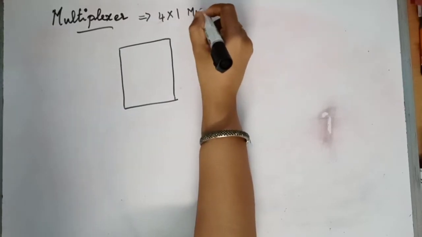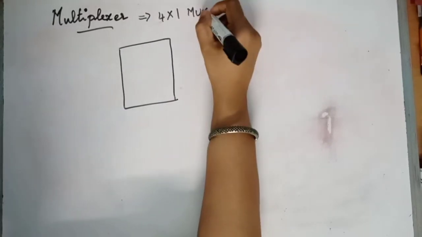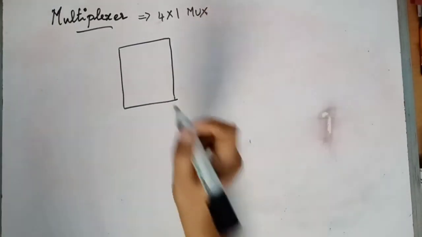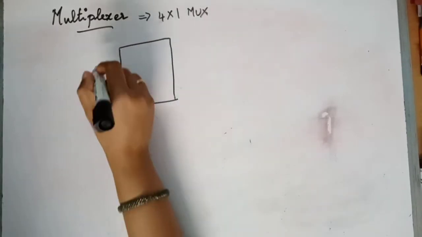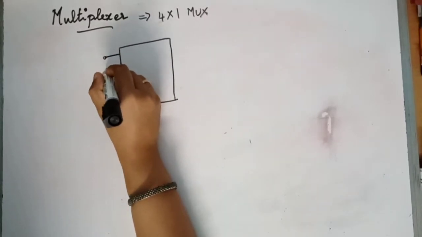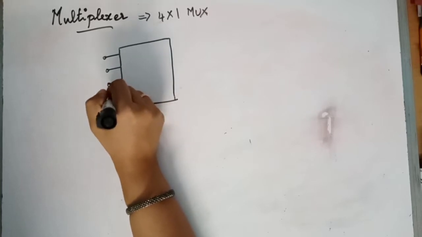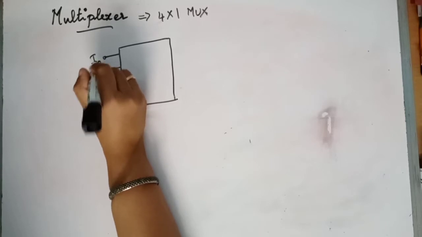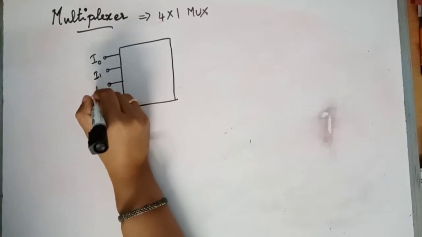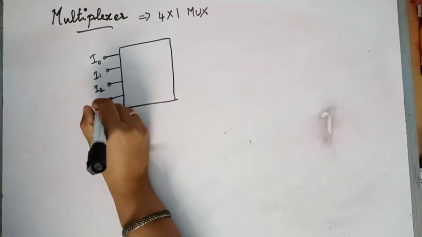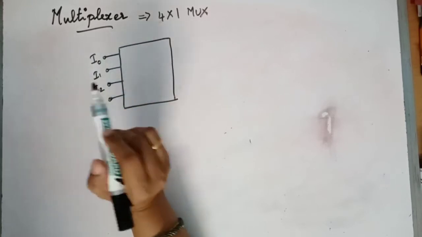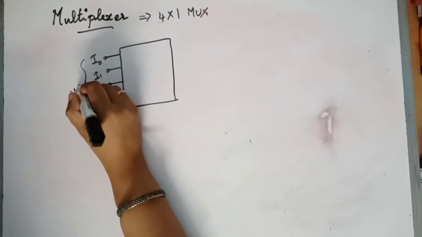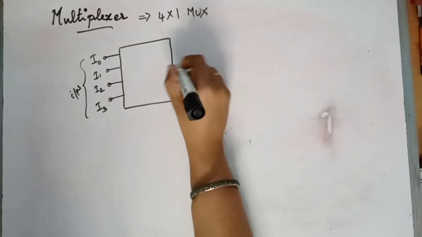Multiplexer is also called a mux. So in a 4 by 1 mux you have 4 inputs: 1, 2, 3 and 4. So I will notate it as I0, I1, I2 and I3. So 4 inputs. These are my inputs and 1 output.